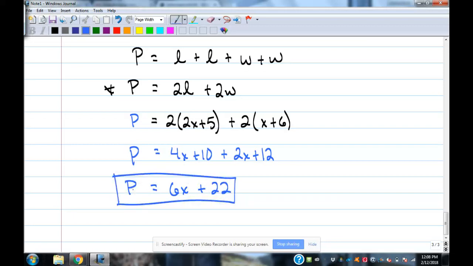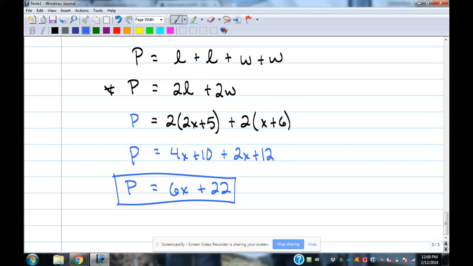If you just plugged in 2x plus 5 and 2x plus 5 and then x plus 6 and x plus 6, you get the exact same answer. It's not going to change, and I don't care which way you do it. I just did it this way to incorporate some distributive property in there. And this formula is more likely the one you're going to see in a textbook instead of that one, even though they say the same things.